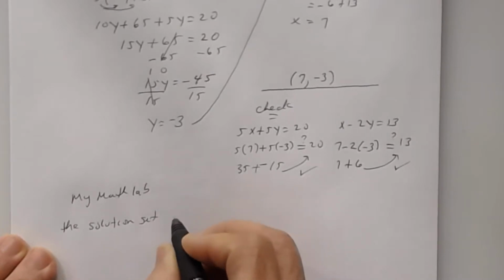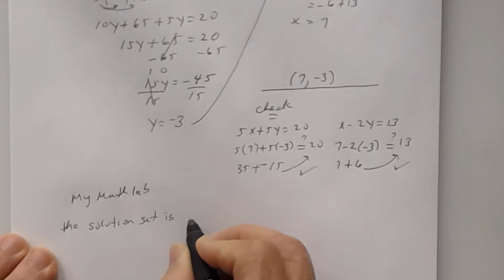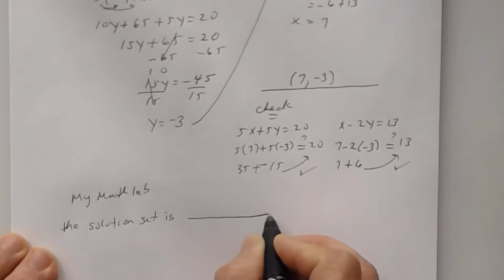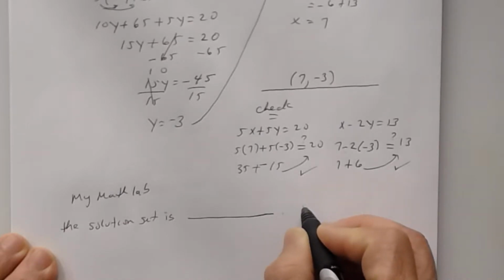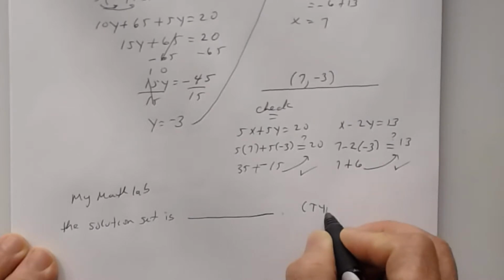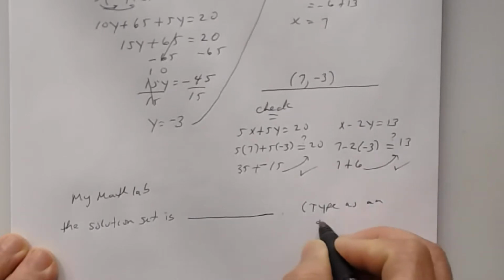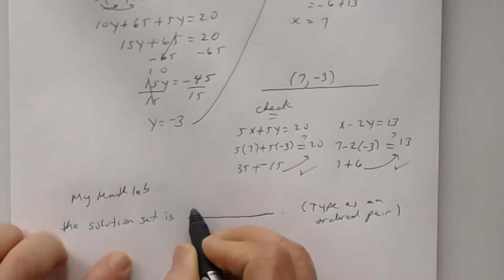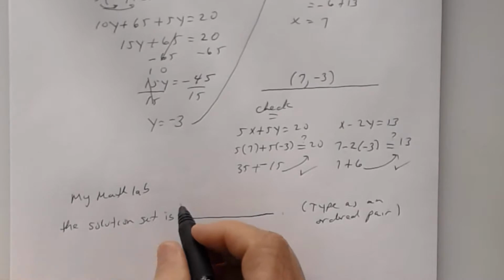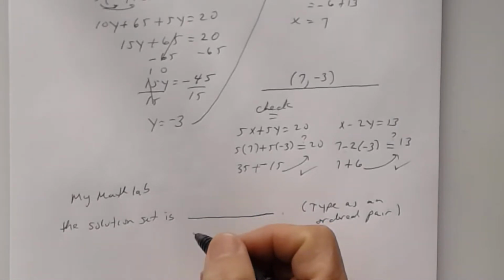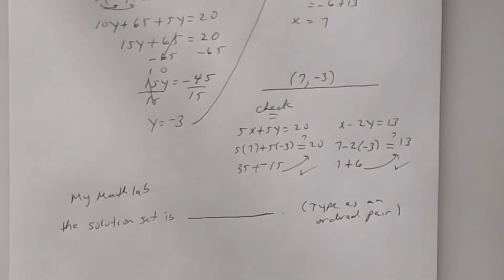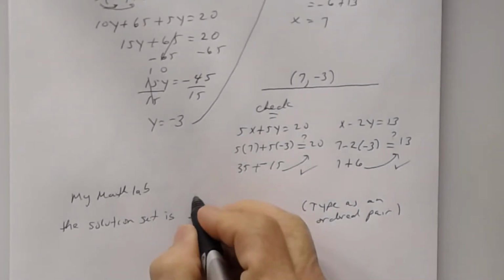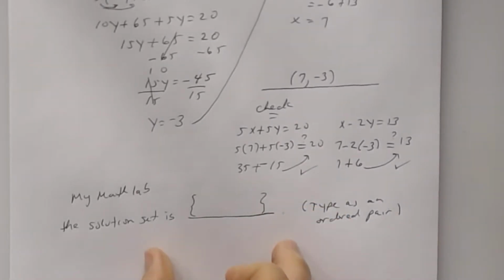So they use "solution set is," and then they have a blank, okay? And then they have "type as an ordered pair." All right, now remember they're calling it a set. On day 3, we started talking about writing solutions as a set. When you say a set, what symbol do you use? The brace. It looks like this. All right, so that's how it's going to look in MyMathLab.